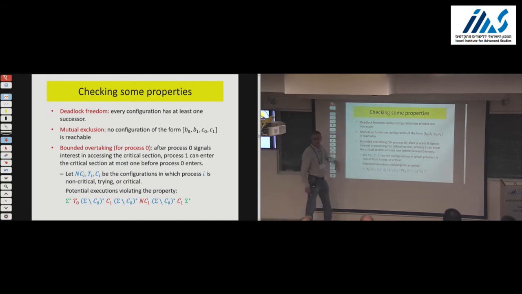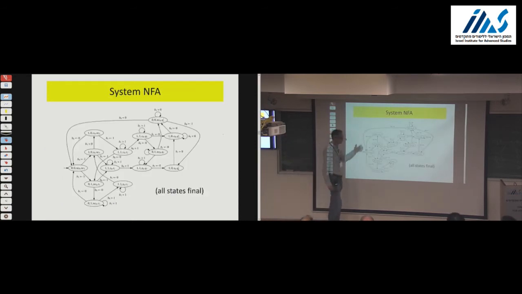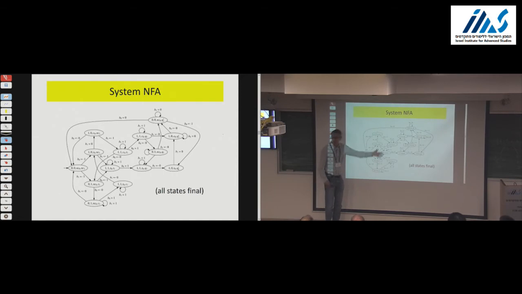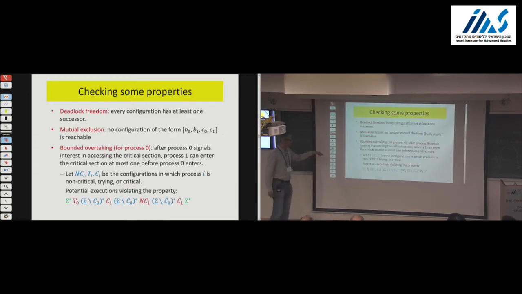Deadlock freedom, which would be that every configuration has at least one successor. We do not need regular expressions for that. We could do it while constructing this, okay? We could check mutual exclusion, telling that no configuration is of the form B0, B1, C0, C1. You don't care about the values of this, but these two should be in their critical sections. We don't need any regular expressions for that. You could do it just by checking which are the labels of the states, of the configurations you reach.